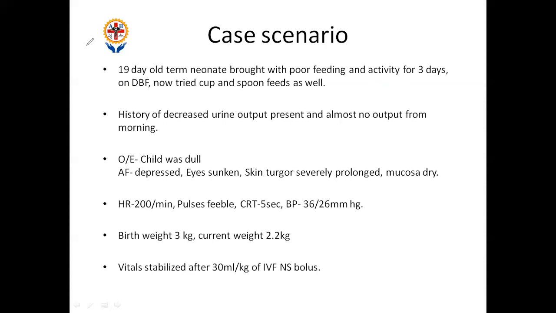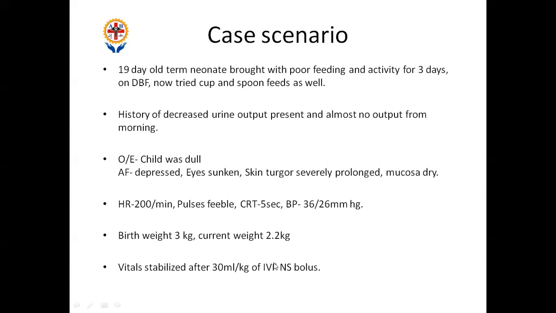17 ml of half NS over 24 hours. Okay, how did you get 17 ml? Sir, the weight is 2.2 kgs, a 19-day-old neonate. We took 150 ml per kg per day of growth. That's what I'm expecting. Its current weight is 2.2, what is the birth weight? 3 kgs, sir.